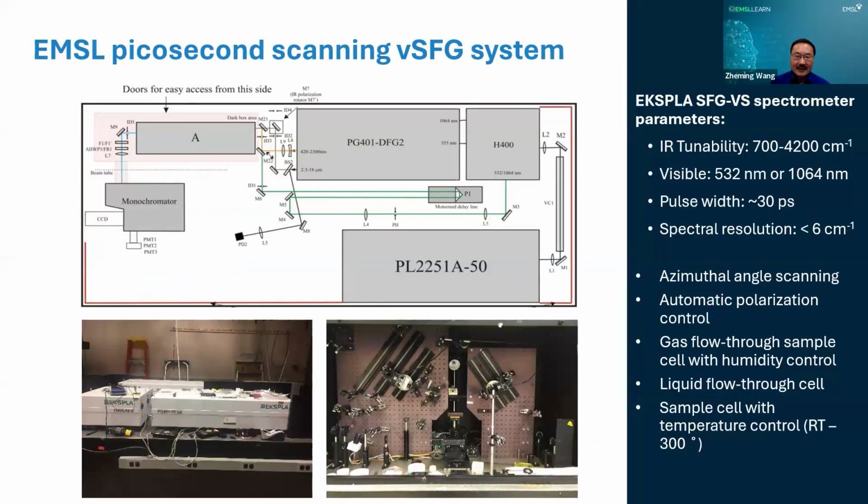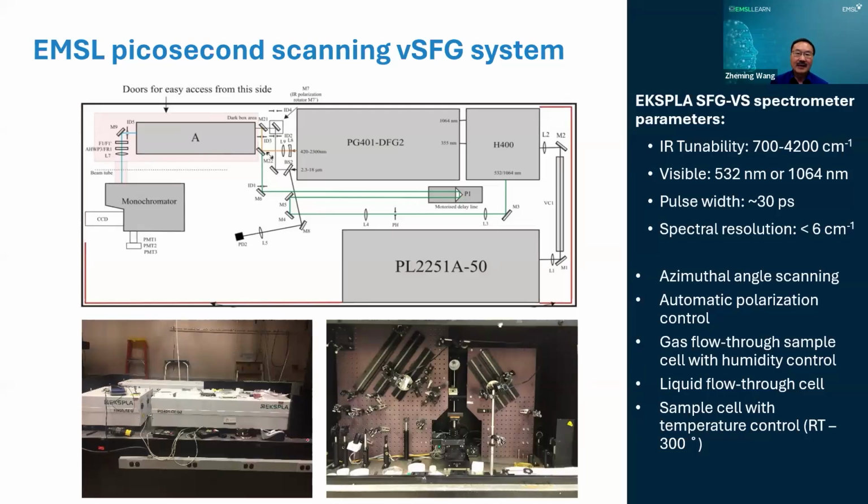Thanks to the BER office, and also thanks to EMSL, and Dr. Zheming Wang and his postdocs, Joe Lu and Luis Valadi. At EMSL in the environmental spectroscopy laboratory, we are fortunate to have been able to set up two systems 10 years ago. These systems are still operating, and particularly the picosecond scanning VSFG system is basically a workhorse, working almost every day and cranking out data to support our research.